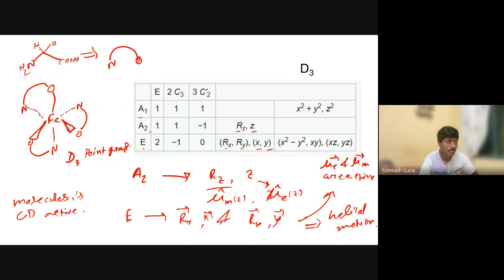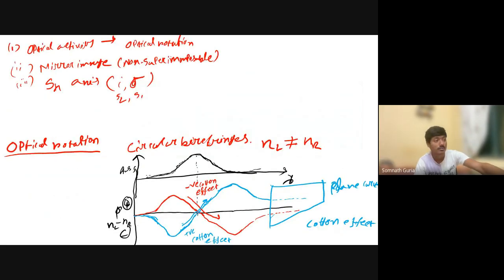That helical motion gives me my CD activity, because it interacts with LCP or RCP in a different way, and as a result we get the optical activity as well as the CD activity. Next we discuss optical rotation and the Cotton effect, which is associated with the absorbance of my molecule.